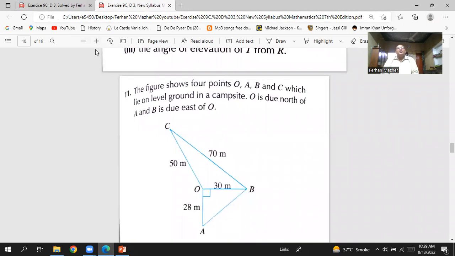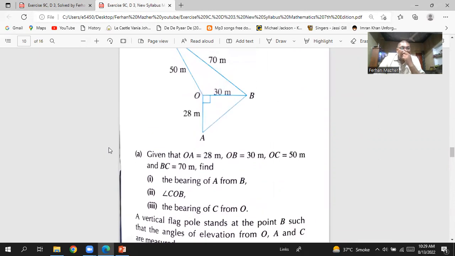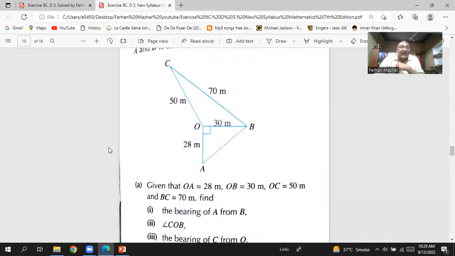He says, the figure shows 4 points O, A, B, C, which lie on level ground in a campsite. O is due north of A and B is due east of O. Okay, so this angle here is 90, this is 30, this is 28, this is 70, this is 50 meter. The question is, given that OA is 28 meter, OB is 30 meter, and OC is 50 meter, and BC is 70 meter. Find the bearing of the A from B.